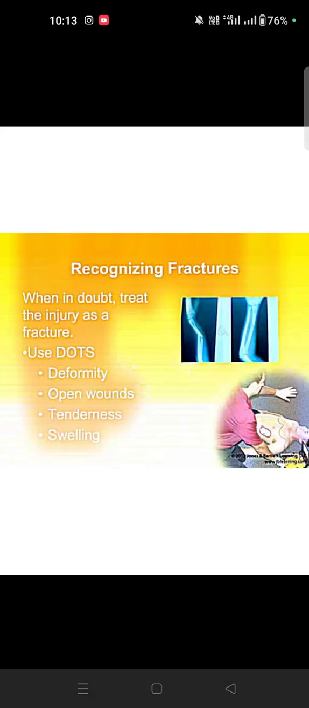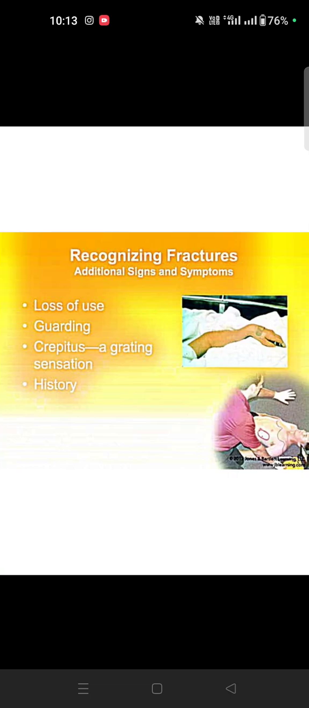Then recognizing a fracture. When in doubt, treat the injury as a fracture. In many conditions we can't be sure, so we treat it as a fracture. Signs are deformity, open wound, tenderness and swelling, loss of use, guarding, crepitus, a grating sensation, and history. Crepitus means a cracking or crunching sensation between bone and cartilage. We can ask for the history. These are the signs and symptoms.